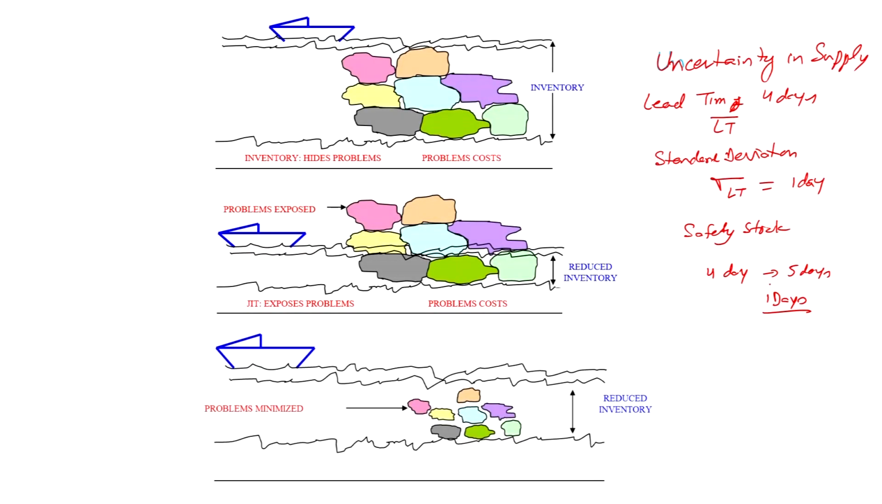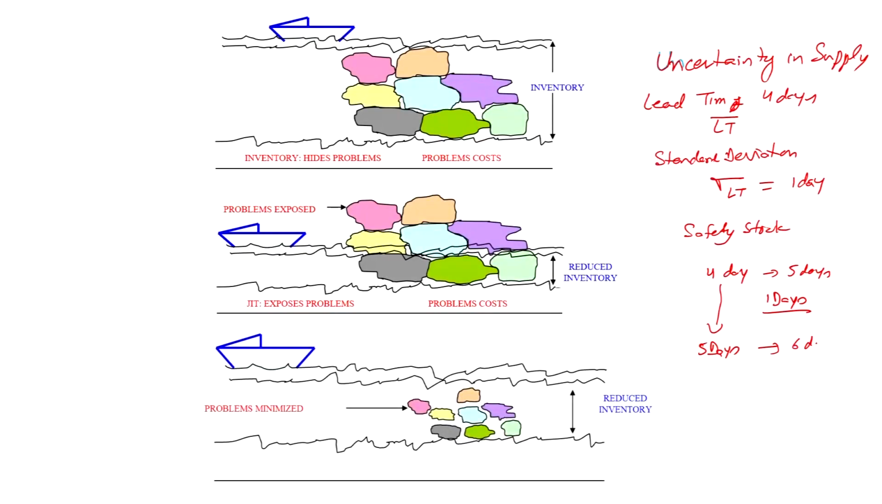Now, what happens with this? The supplier will get to know that you are keeping 1 day of extra material also. So, he will have a tendency to supply you material in 5 days. Rather than 4 days lead time, over a period of time he will become more casual, careless or complacent, and he will start supplying you material in 5 days, and sometimes it may take 6 days also. Once you get to know that sometimes it takes 6 days also, you will further build up the safety stocks.